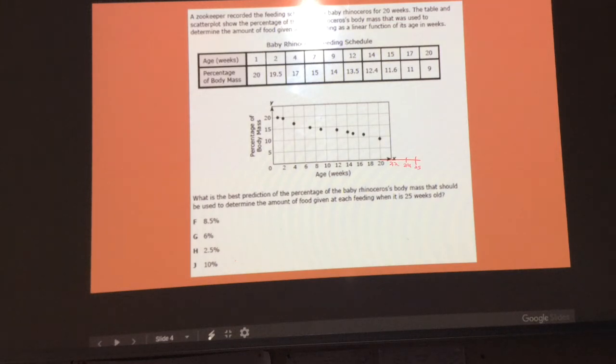Go down to number 4 and hit enter. And then calculate. And then it's going to give you the equation. I'll write that down.